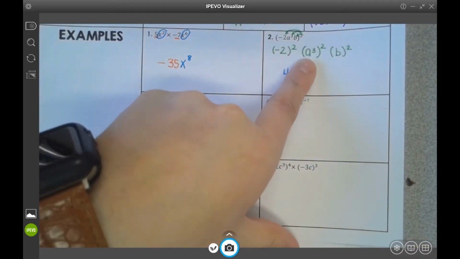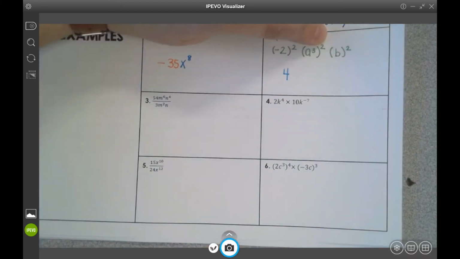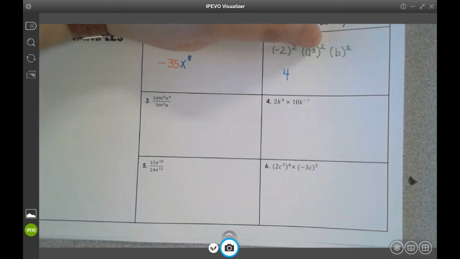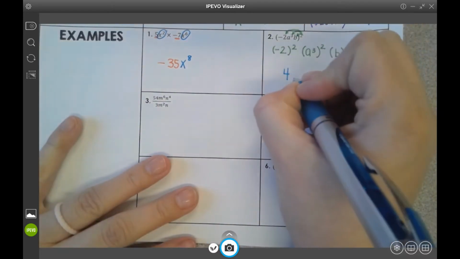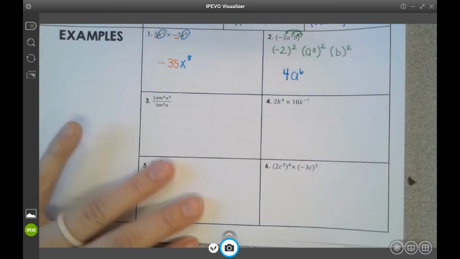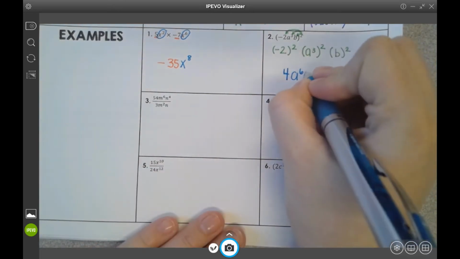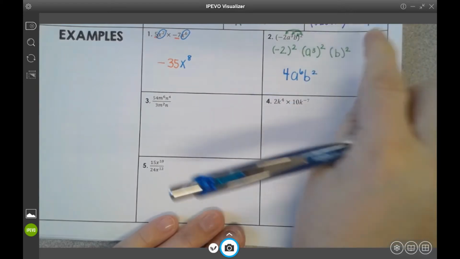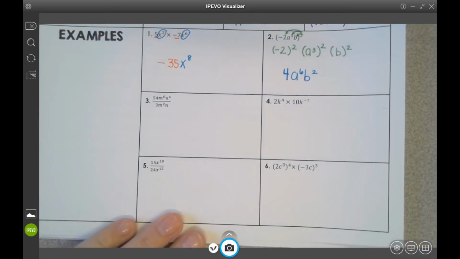Now here we have a cubed squared. This is the power rule. You multiply these exponents. So this would be a to the 6th. And then b, it's just b squared because there wasn't anything to multiply by.